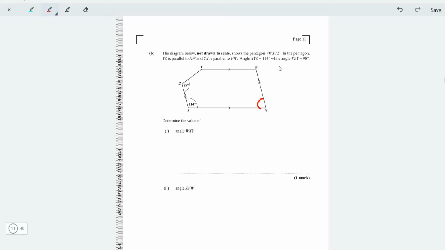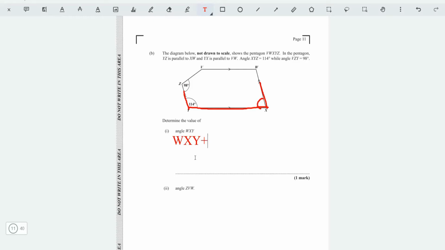Now look at this. Since VW is parallel to YX, co-interior angles sum to 180. Since co-interior angles sum to 180, that means 114 plus this is 180. So that can give us the angle right there. So what we're going to write is WXY plus 114 is equal to 180. In brackets, co-interior angles are supplementary. I can just write co-interior angles. They'll know what you mean.